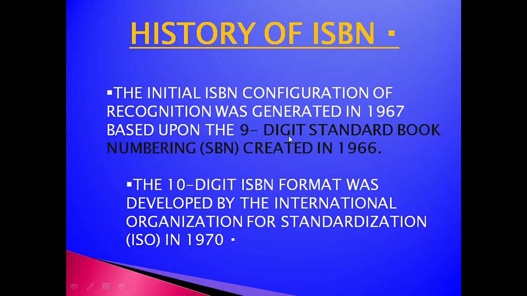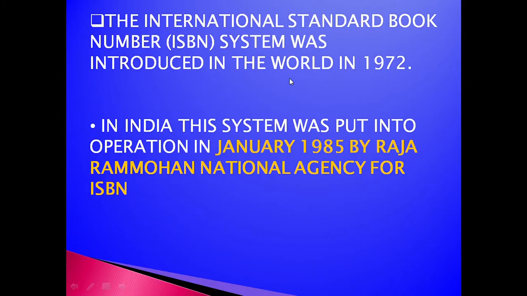After this 9 digit, it was not working. For everything there should be a gradual increase. So again, the 10 digit ISBN was formatted, in 1970. Who formatted this? It was formatted by ISO, the International Standard Organization. They formatted the 10 digits. First it was 9 digit and then 10 digit. This international standard system was introduced in 1972.